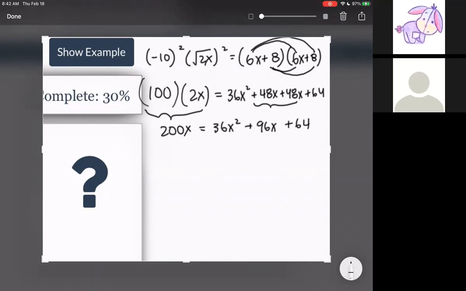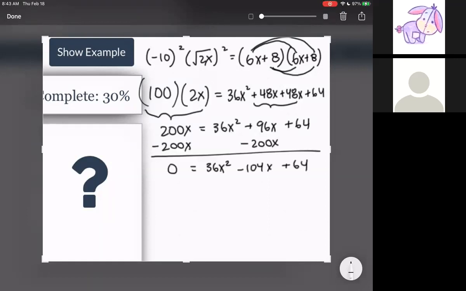Okay, so lots of big numbers here, and I know it's not very fun to have huge numbers, but it's okay. We'll work through it. So we're going to subtract 200x so that we have our quadratic equaling 0. So we got 0 is equal to 36x squared minus 104x plus 64. Okay, so we finally set it equal to 0.